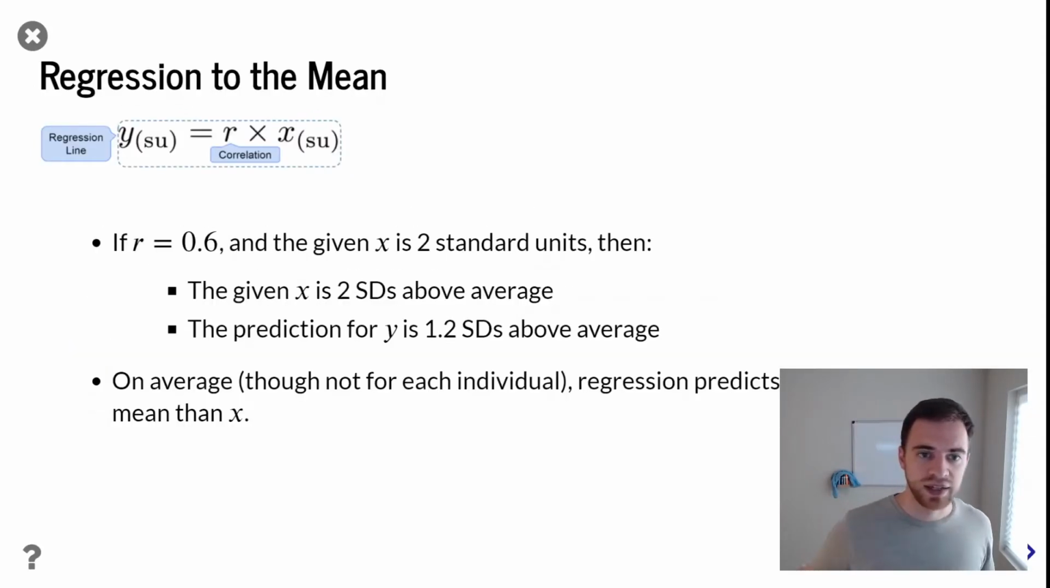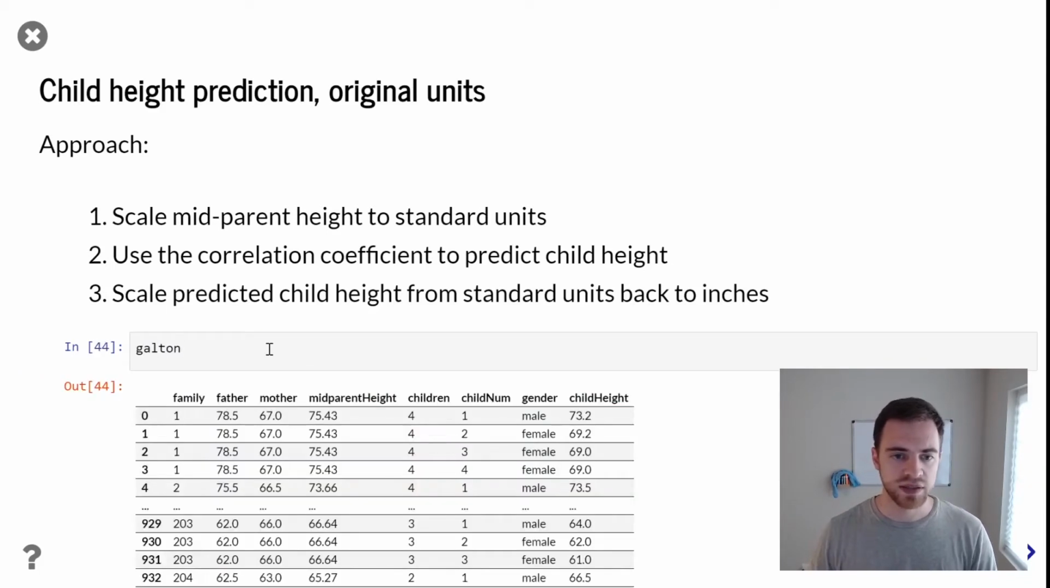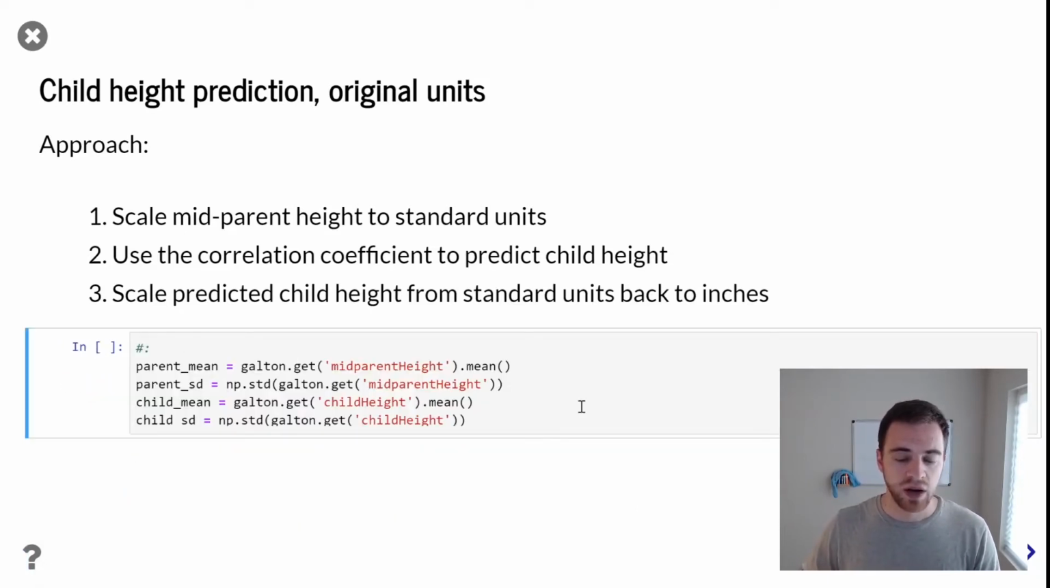That's what we're saying here. My approach is to scale the mid-parent heights to standard units, compute the correlation coefficient, all in standard units, and then scale the predicted child height from standard units back to inches. So let's take the mean and standard deviation back in the original units. Look at this Galton table. I have everything in original units, in inches. I'll convert each column to standard units, so I'm going to compute the mean and standard deviation of each column.